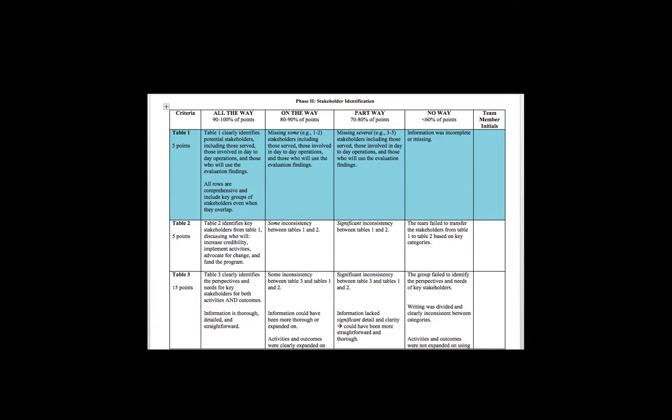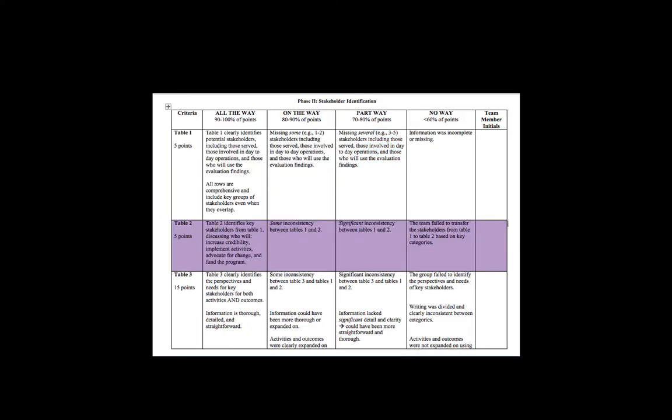All rows are comprehensive and include key groups of stakeholders even when they overlap. So you might feel like it's a bit repetitive, but know that all stakeholders that are involved and interested need to be included. As we go down the point scale, you'll see that some are missing, 1 to 2, then we get a little bit more significant with the 3 to 5 missing, and then all the way down to information was incomplete. So pay close attention and include all stakeholders.